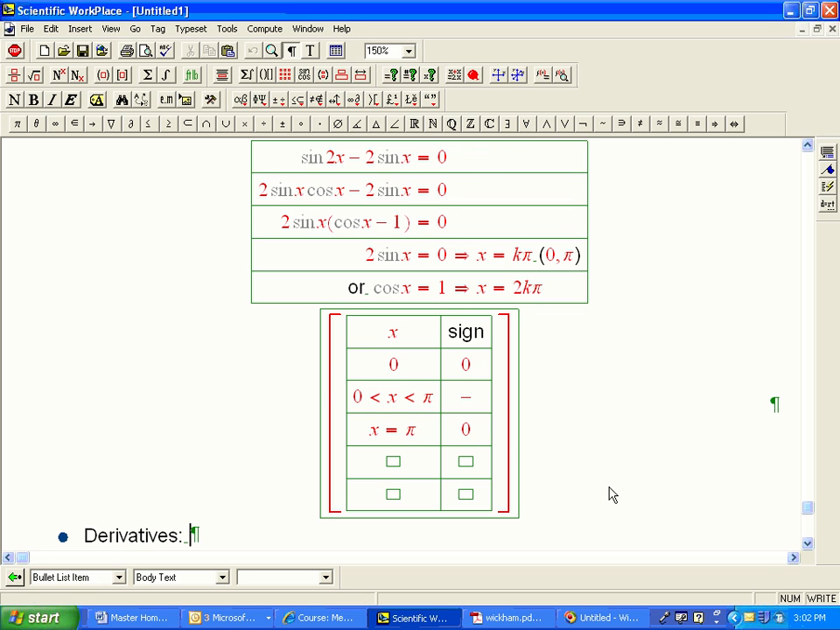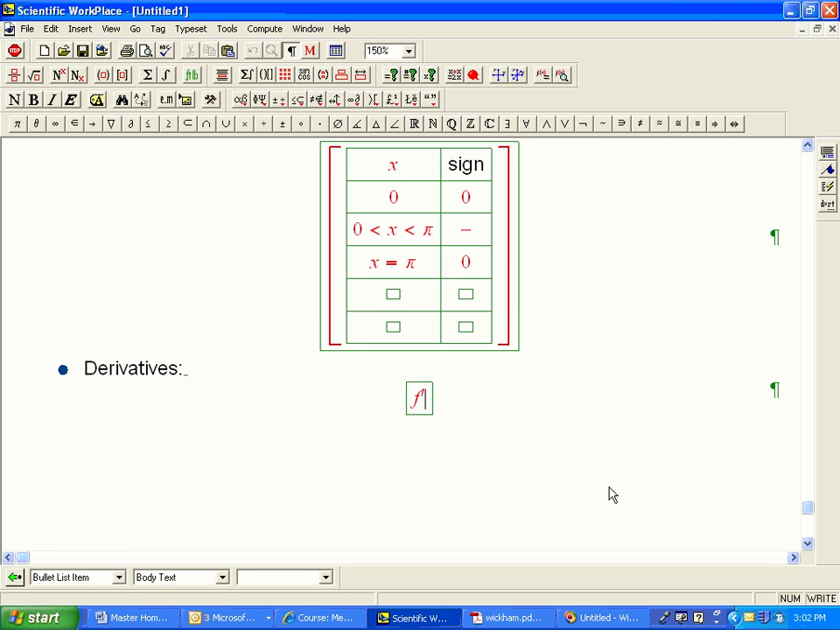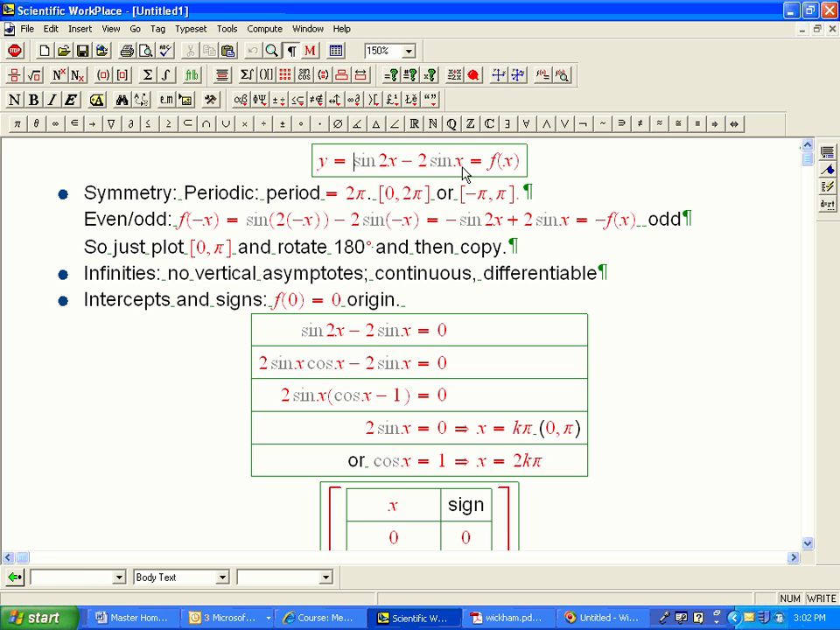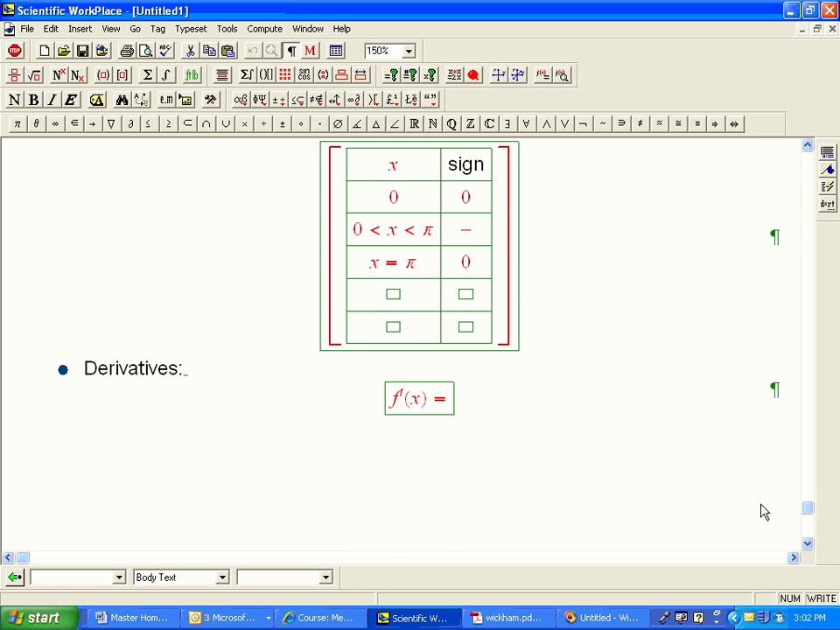Let's look at f prime of x, or y prime. And remember what f of x is. It's sine 2x minus 2 sine x. So that's going to be, with the chain rule, 2 cosine 2x minus 2 cosine x. And we want to set that equal to 0 and do a sign chart, etc., etc.